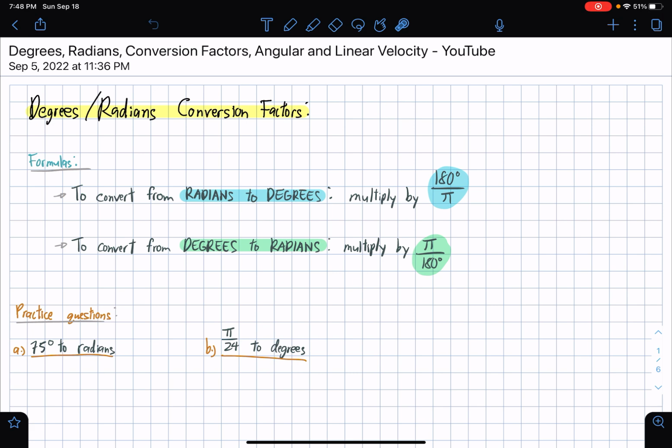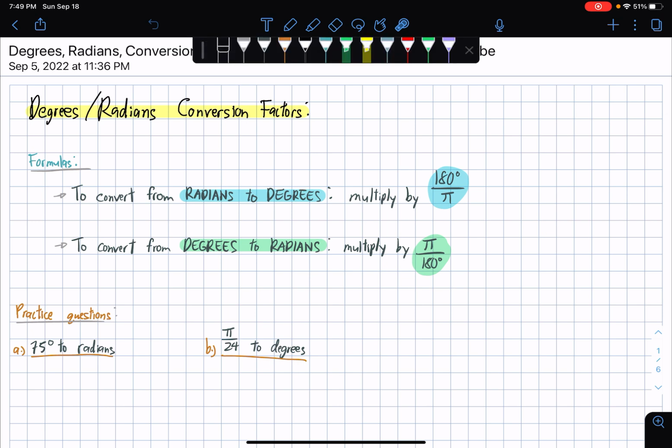For instance, feet per inches to miles per hour. And that's where conversion factors come into the picture. So let's start with degrees and radians and their corresponding conversion factors. We basically have two formulas here. To convert from radians to degrees, we multiply the current quantity by 180 degrees over pi.